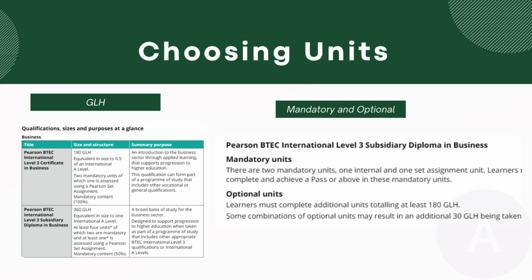When choosing your unit combinations, there are 2 main things to bear in mind. The first one is the number of guided learning hours needed to complete your chosen qualification. For example, to obtain a subsidiary diploma, a learner will need to have completed 360 guided learning hours. The second thing to bear in mind is the rules of combination, as some units are mandatory and others are only allowed against specific qualifications.